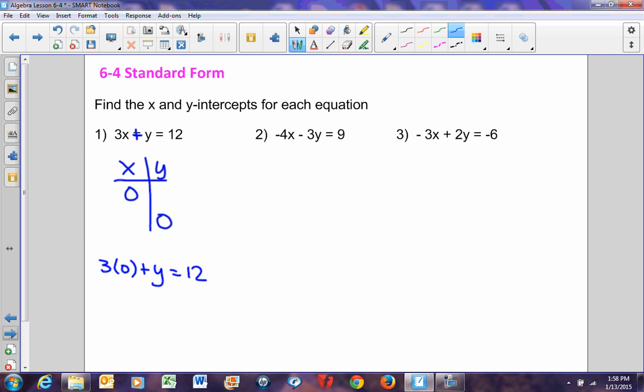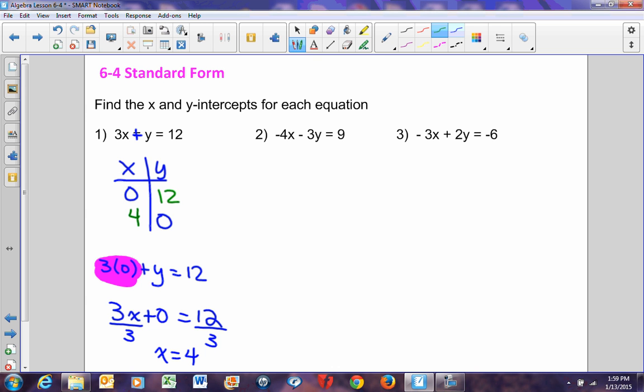So essentially, this 3x part goes away. So what does y equal? Y equals 12. And if y equals 0, I have 3x plus 0 equals 12. So I basically divide by 3. X equals 4.